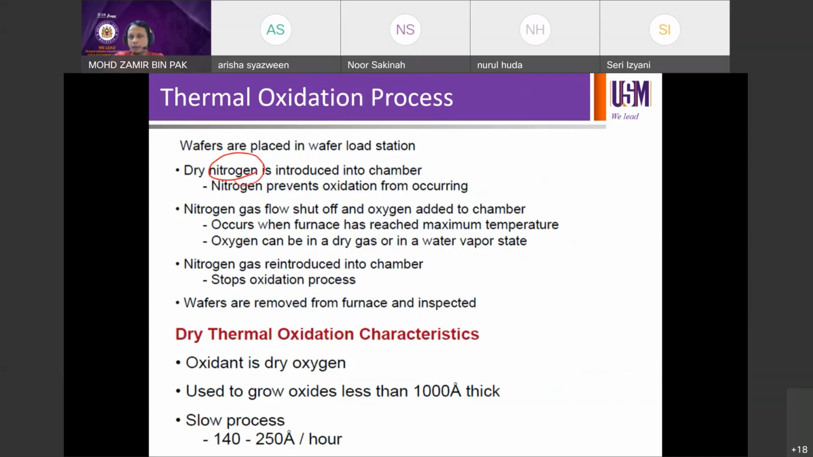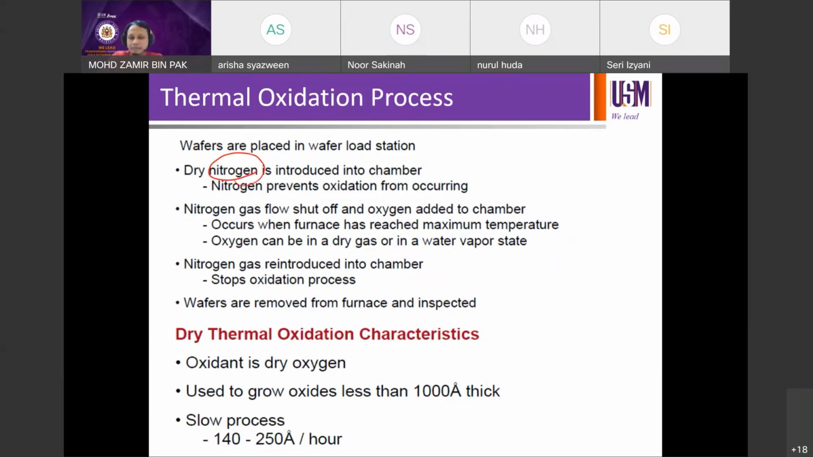Kalau you tak include nitrogen dalam chamber, and then you increase the temperature to say 1000 degrees C. There's no nitrogen coming into the quartz tube. There's no oxygen coming into quartz tube. Will you get any thermal oxidation on the wafers?